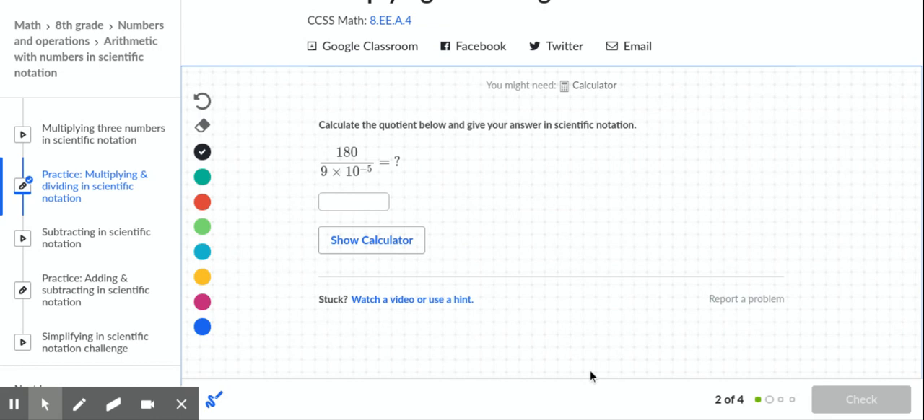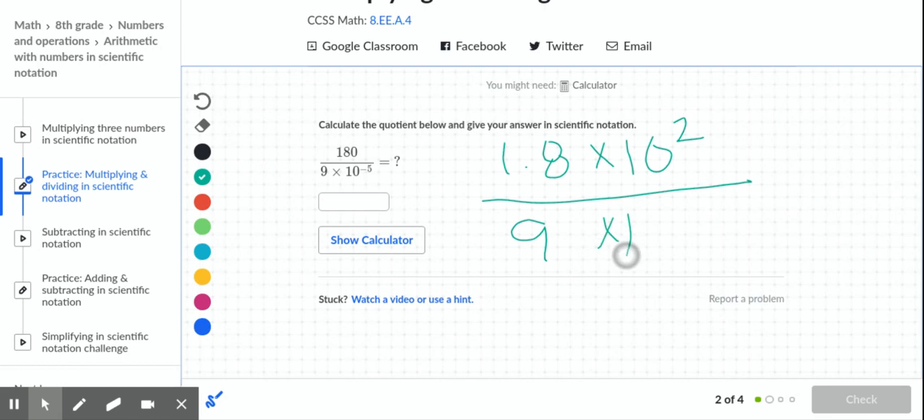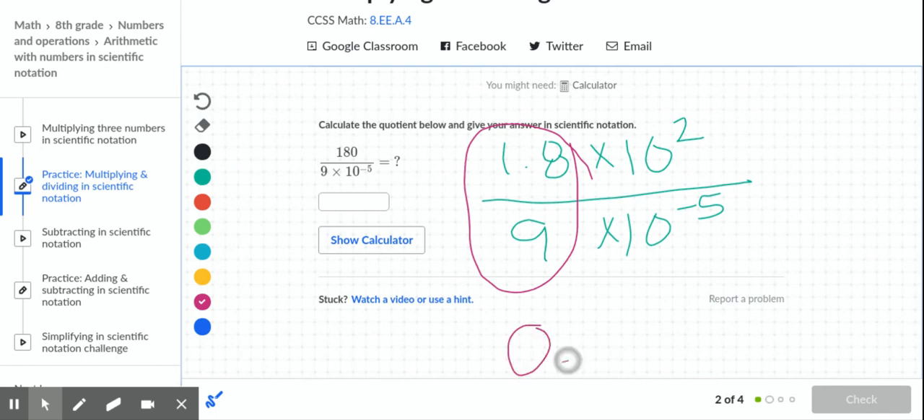If we want to work out a division problem, it actually works pretty similarly. The first thing I'm going to do is rewrite 180 in scientific notation. So I'm going to write it as 1.8 times 10 to the second. And then I'm going to recopy this 9 times 10 to the negative fifth. When I solve these, I'm going to do a really similar process to multiplication. I'm going to divide my numbers first. 1.8 divided by 9 is 0.2.